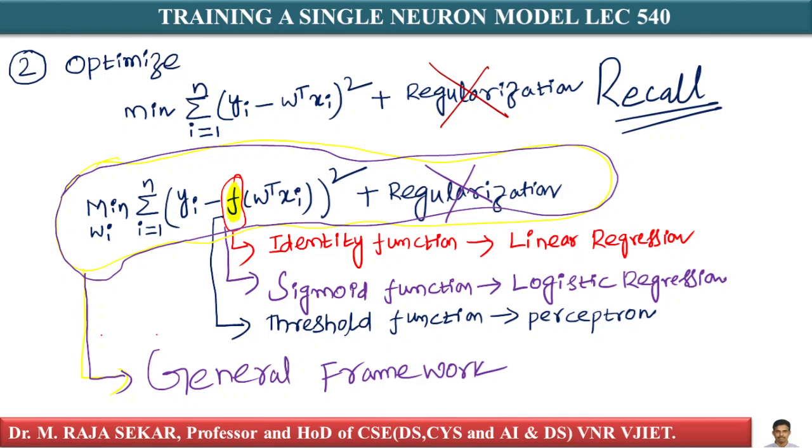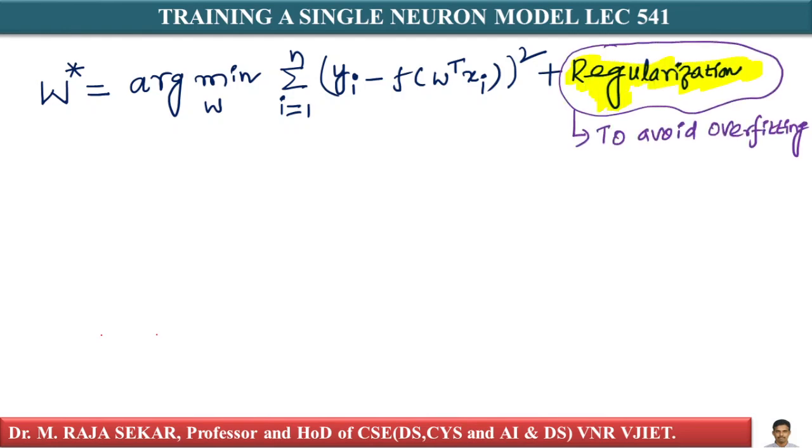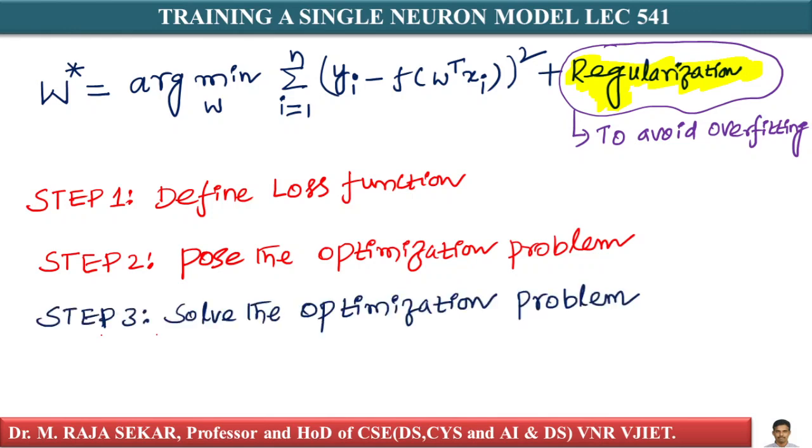If you write in vector notation slightly, W star equals argmin over W of the summation i equals 1 to n of (yi minus f of W transpose xi) whole square plus regularization. The regularizer is to avoid overfitting. And how do we solve this problem? Let's go to step 3. Step 1 is to define the loss function. Step 2 is to pose the optimization problem. Step 3, solve the optimization problem.